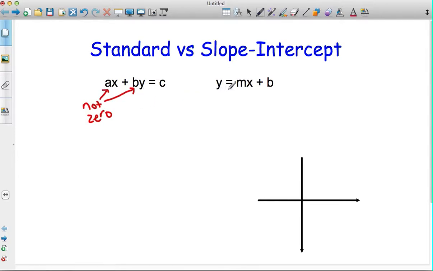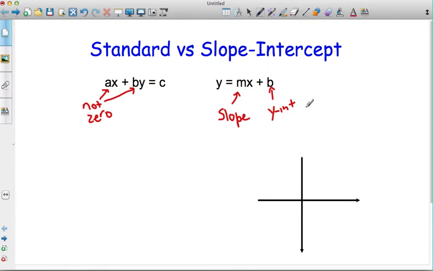Now this form over here, the slope intercept form, is called that because you can see what m is, which we learned today, is the slope. It's real easy to see, and then this b is the y-intercept. All right, so we're going to do an example if we were to graph both of these to see which one would be easier to do.